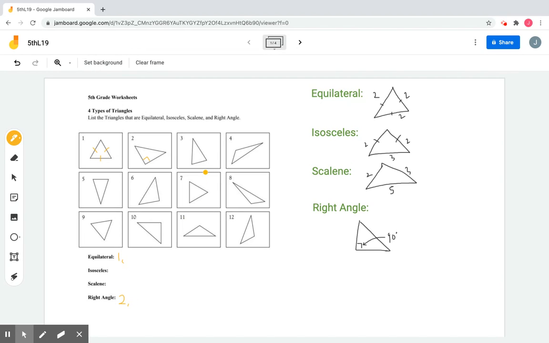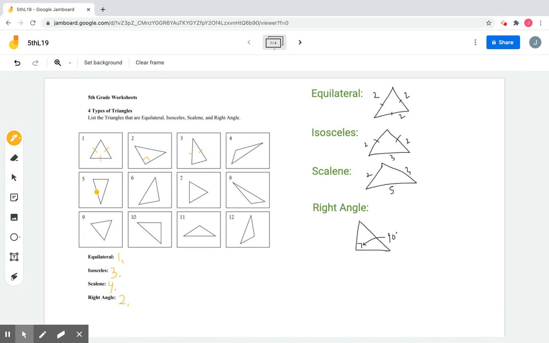So this will be right angle. And number three seems like these two sides are equal. And this one side is short, right? So this will be isosceles. And number four triangle seems like all the sides have different lengths. Like this one is really short, while this one is really long. So this will be scalene.